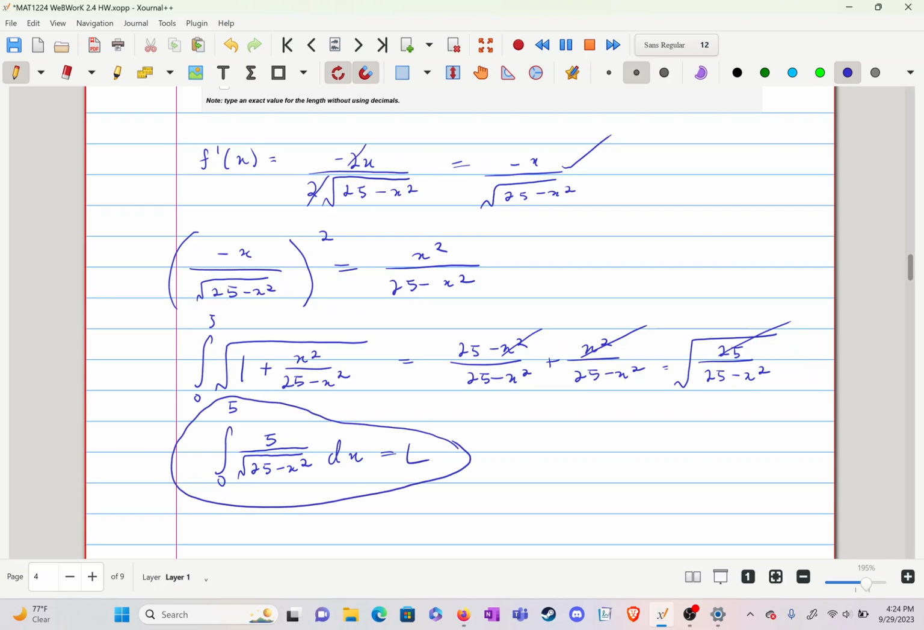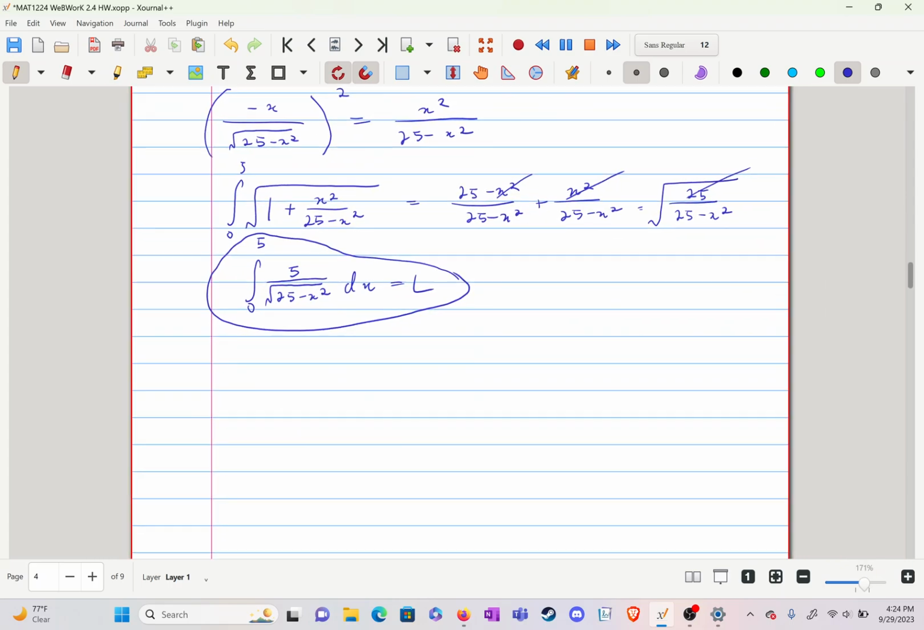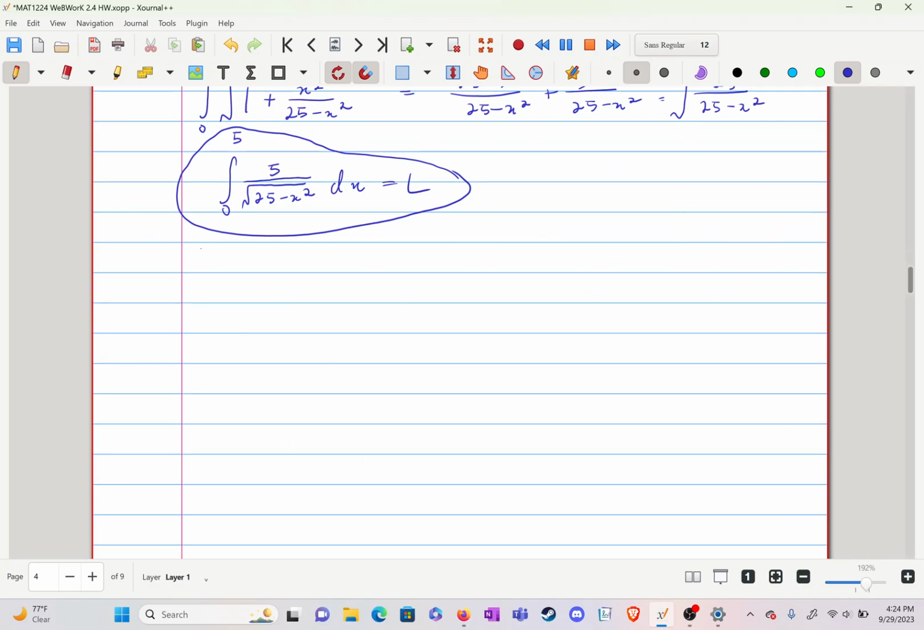Now we need to solve it via substitution. So we want to let x equal 5 sine theta. Take the derivative of that. So dx is equal to 5 cosine theta d theta. So we can rewrite our L integral with our new bounds, 0 to pi over 2.